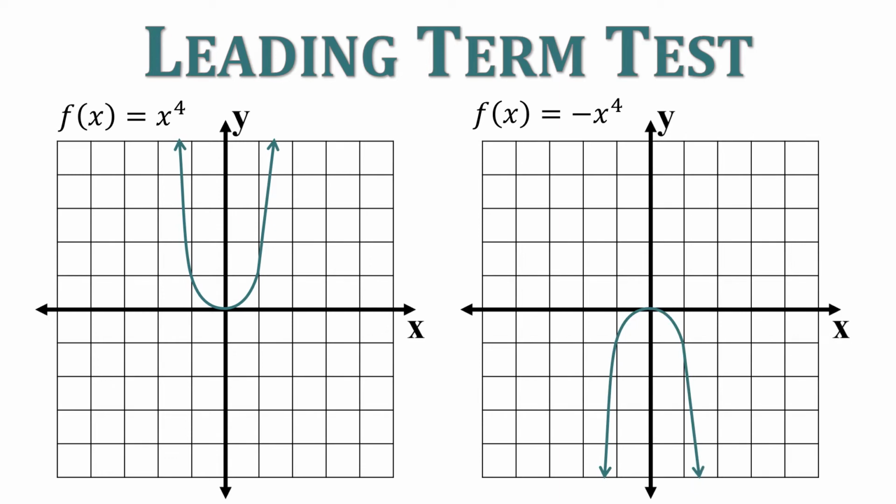Okay, in this case, let's compare f(x) = x^4 and f(x) = negative x^4. Here we have a positive 1 as our leading coefficient. For f(x) = negative x^4, we have a negative 1 as our leading coefficient. When we have a positive leading coefficient, our function is going to open up or end up. When we have a negative leading coefficient, our function is going to end down or open down.